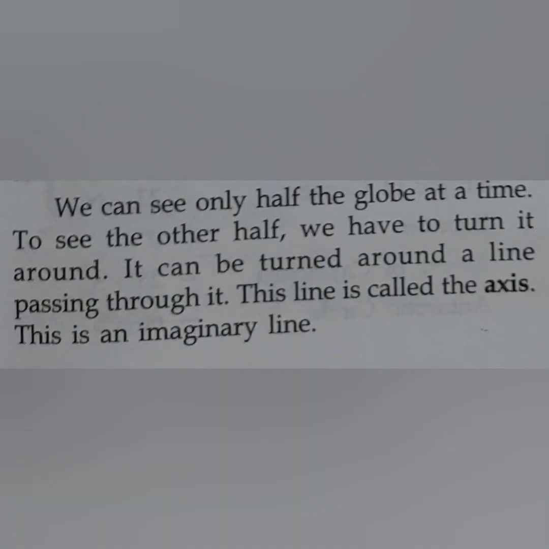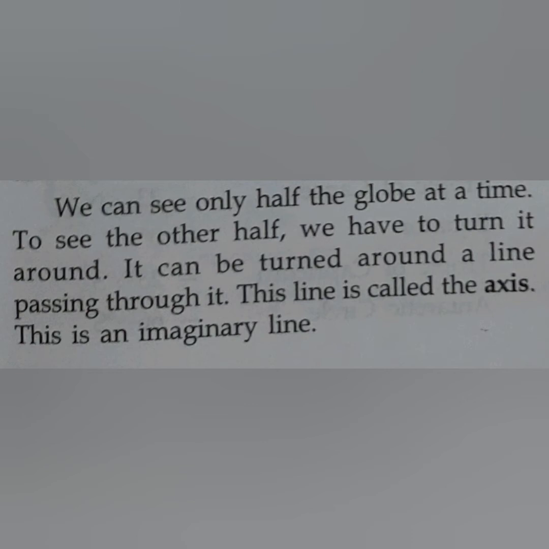We can see only half the globe at a time. To see the other half, we have to turn it around. It can be turned around a line passing through it. This line is called the axis. This is an imaginary line. Students, if we have an orange in our hand, we can see only one side at a time. And if we want to see the other side, we have to turn that orange.